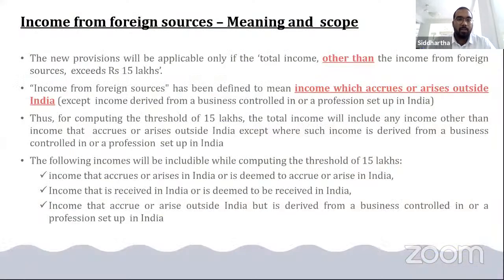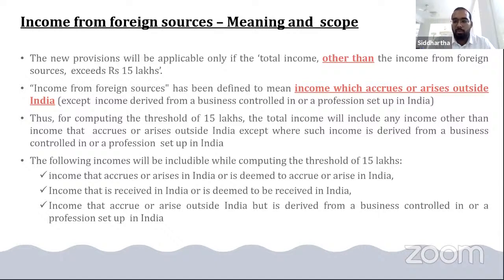Next. The new provision is applicable only if your total income other than income from foreign source exceeds 15 lakh in India. Income from foreign source means income which accrues or arises outside India. But in a case where you earn income from a business or profession set up in India, that is also deemed to be income from an Indian source. It doesn't fall within the criteria of income from foreign source.